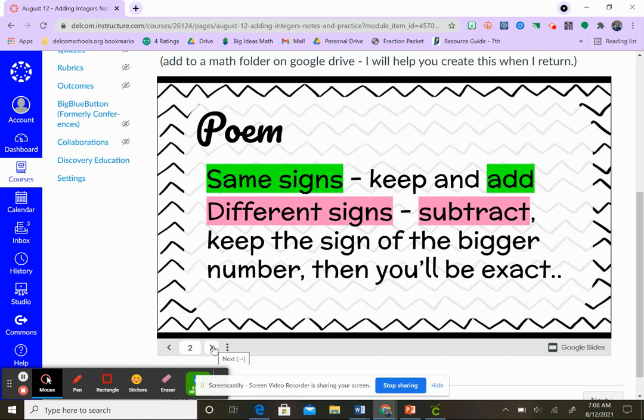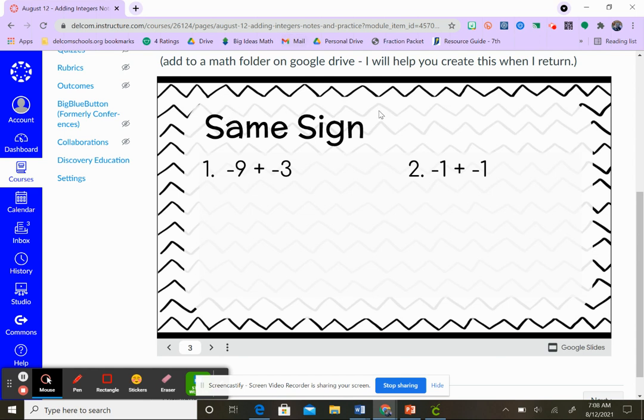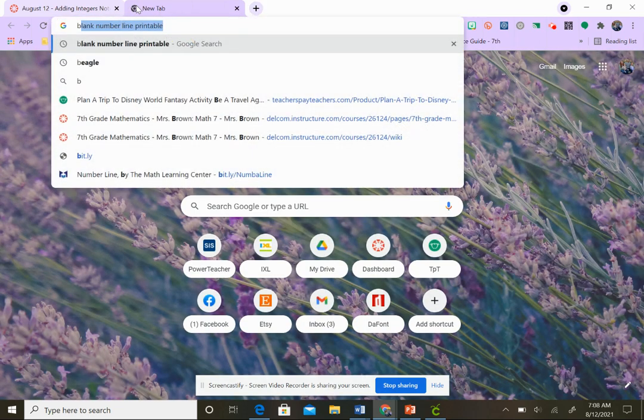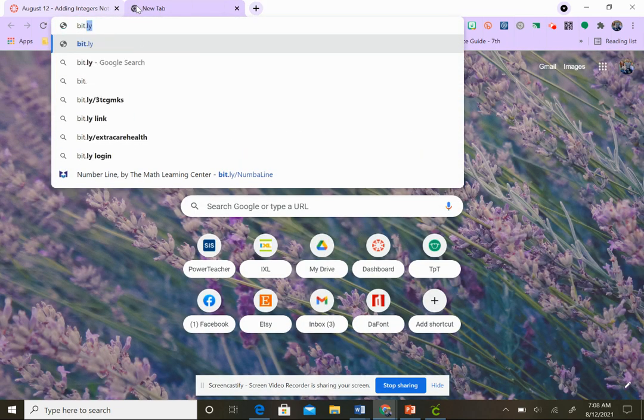So let me show you what I mean by that. These two have the same signs. So I want you to pause your video and write this down. There's not much for you to write down in your notes today. And -9 plus -3. Let me show you this number line I found.